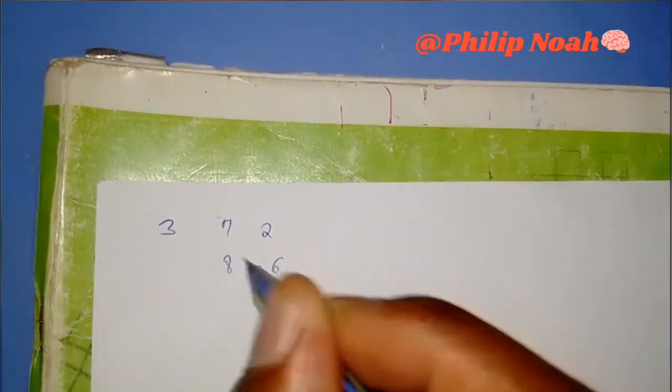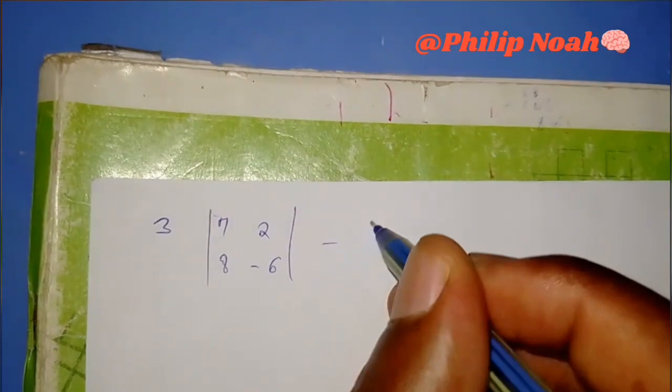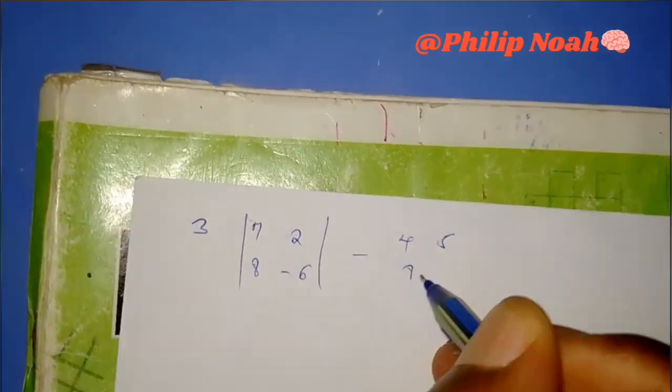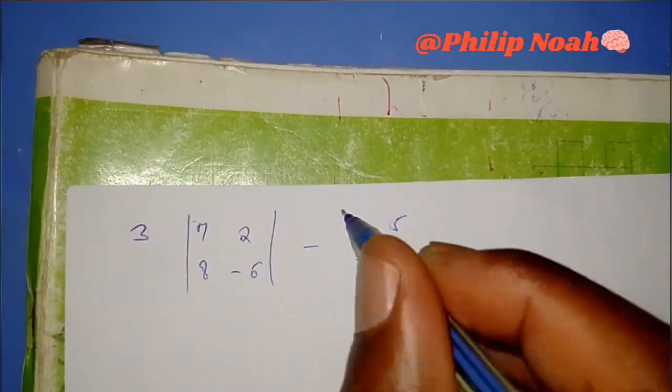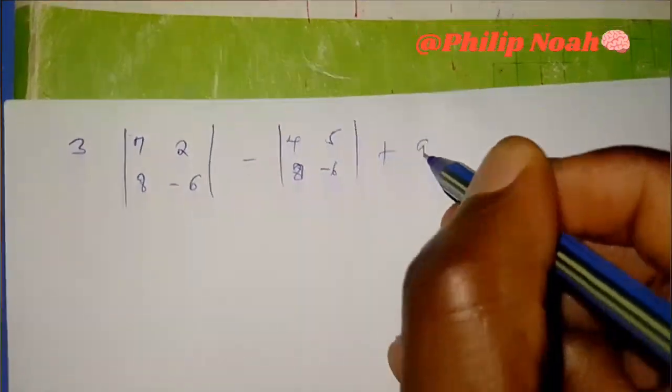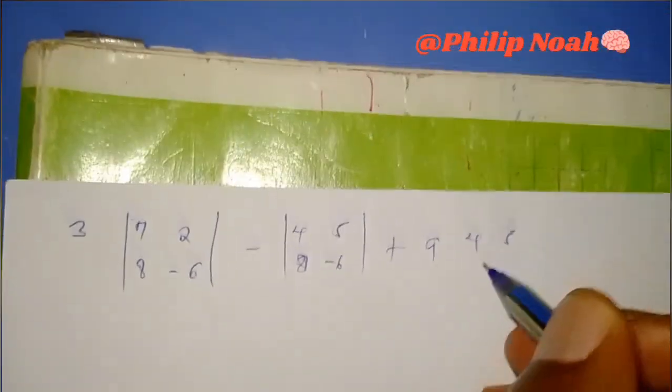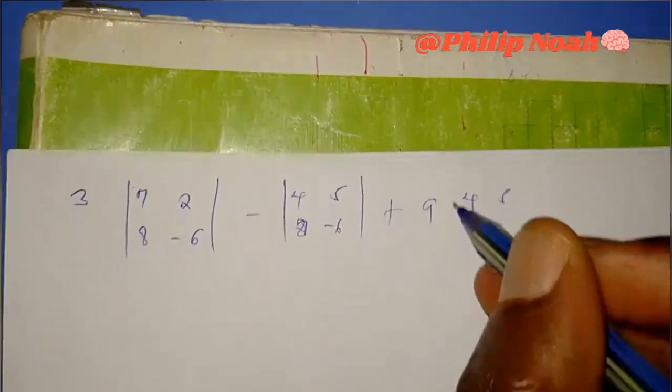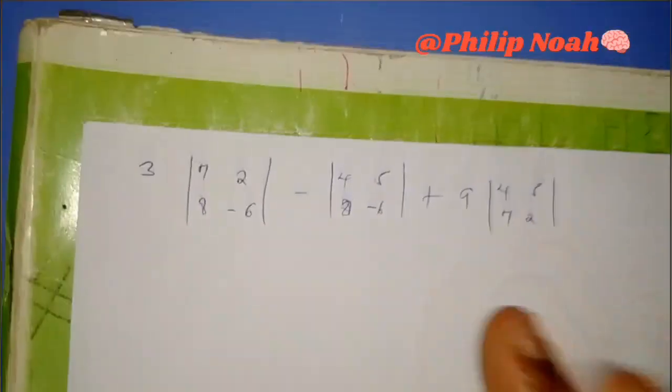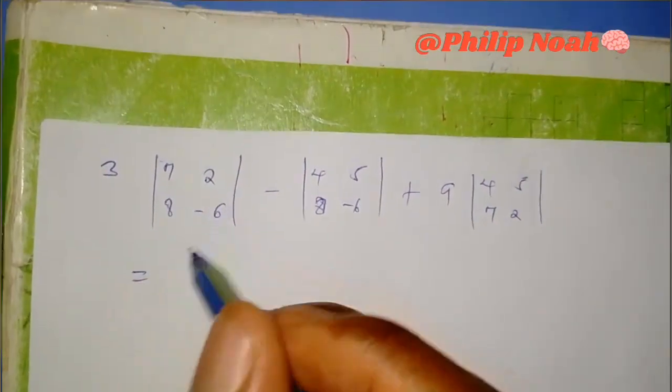Say that's 3, 7, 2, 8, negative 6, minus 4, 5, 8, negative 6, plus 9, 4, 5, 7, 2. Are we there? Then this will give us 3.